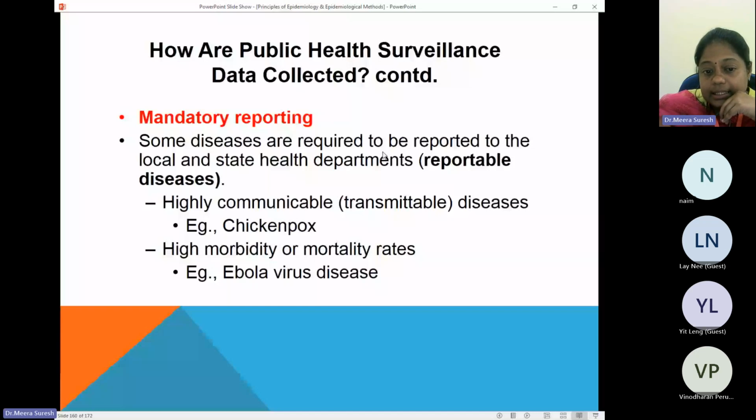Highly communicable diseases like chickenpox, and diseases with high morbidity or mortality rates like Ebola virus disease, are general examples, but it will vary according to the country. There are also certain diseases set by WHO. Yellow fever is one among them. So these are diseases which we have to mandatorily report.